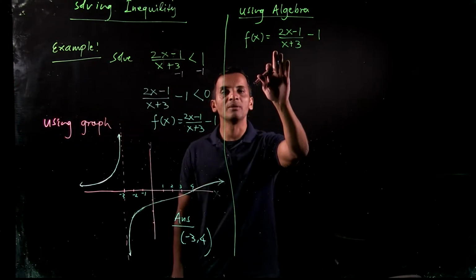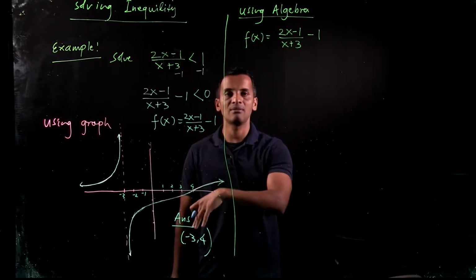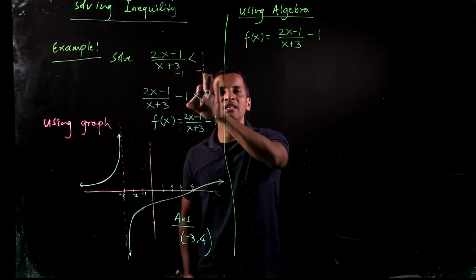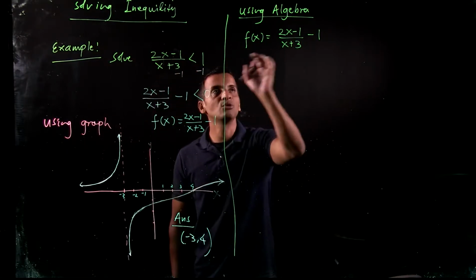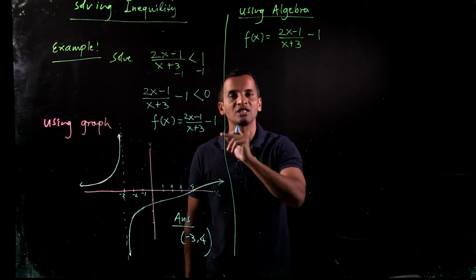Let's do the same problem using algebra without using the graph. Suppose we don't know what the graph looks like. What you do, you bring everything to the left, set the right hand side to 0, and whatever you have on the left, that will be f of x. Now you simplify this and get a single fraction.